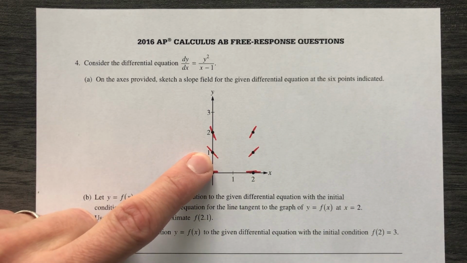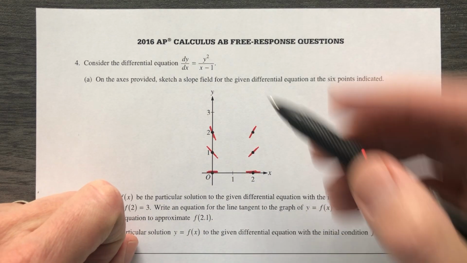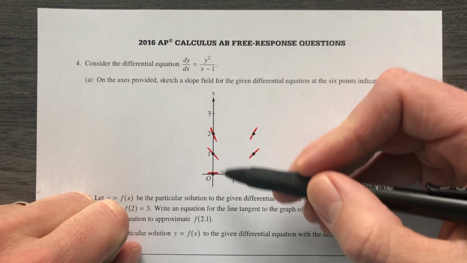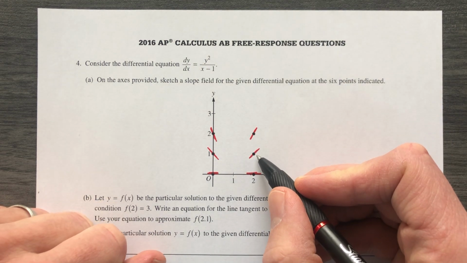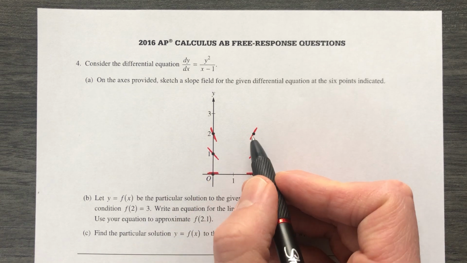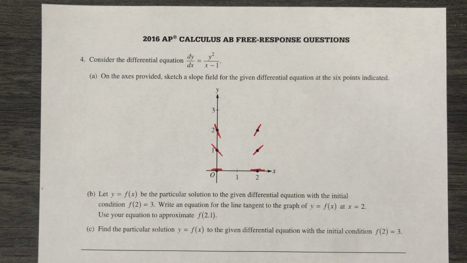This slope is -1. If you plugged in 0, 1, you'd have a 0 here and a 1 here. 1 divided by -1 is going to give me -1. This slope is +1. And then, just saving some time, -4 here, +4 here. Okay, it doesn't have to be too specific. It just needs to be the right general shape.